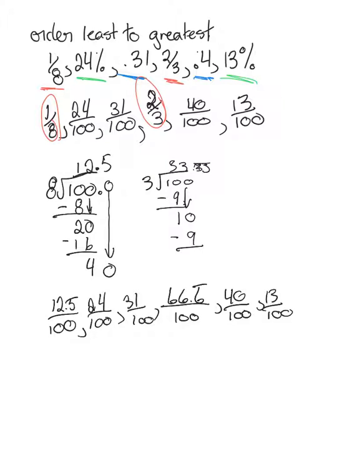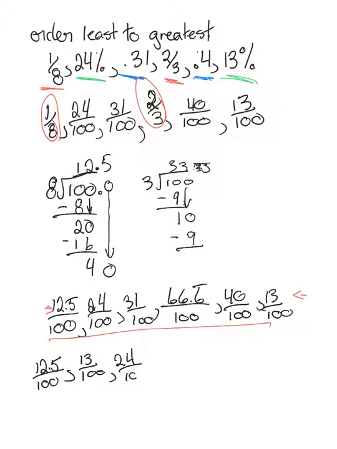Now, since all of these have the exact same bases, we can order them just relating off of the top numbers. So what is the smallest number that appears here? It happens to be 12.5 over 100. Second smallest number would be 13 over 100. Next would be 24 over 100, then 31 over 100, 40 over 100, and 66.6 over 100.